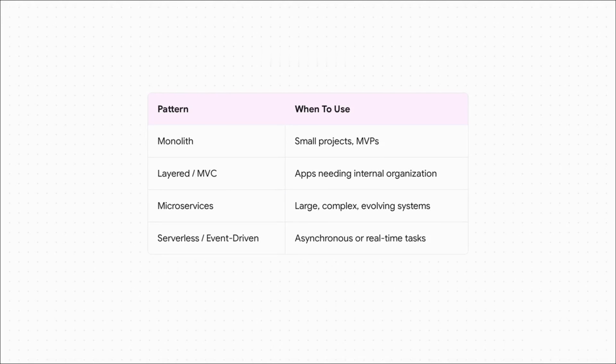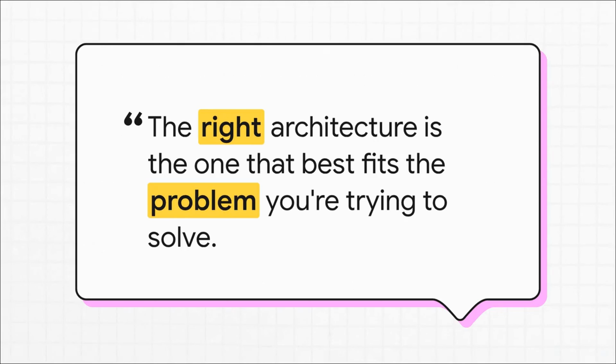If you're starting a small project or an MVP, a monolith is perfect. If you're building a huge, complex system with multiple teams, microservices is your answer. And if you need to handle unpredictable, real-time stuff, serverless or event-driven patterns are a fantastic fit. The main takeaway is this: the right blueprint depends entirely on the size, complexity, and goals of your project. It's all about deeply understanding the problem you're trying to solve first.